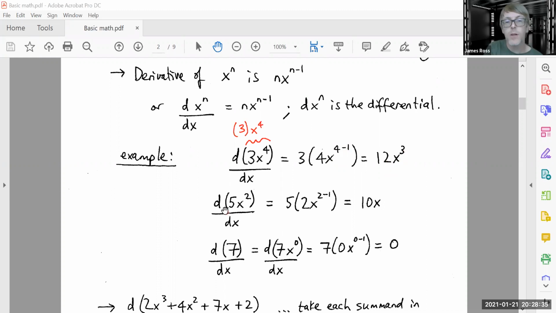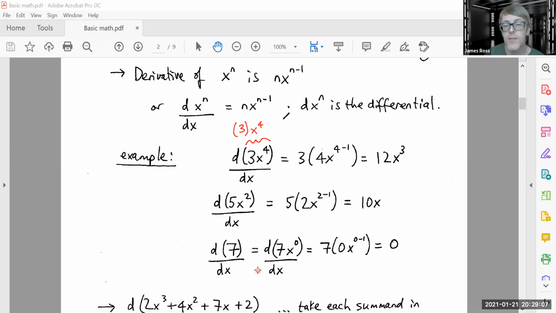Take another example, the derivative of 5x squared. So again, we can take the 5 outside because it's a constant that multiplies the x term. So we have a 5, and then the 2 becomes a coefficient, and then x to the 2 minus 1. 5 multiplies the 2, 10. X to the 2 minus 1 is just x to the 1, which is just x.